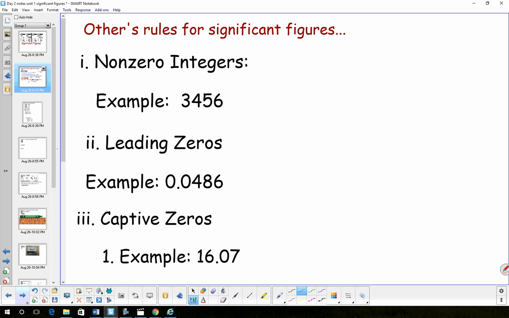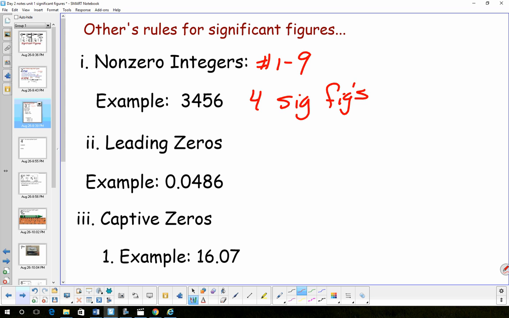All right. So these are the other rules that the other teachers came up with. So they say non-zero integers. That's my first rule. Numbers 1 through 9 are significant. So how many significant figures do I have here? 4. And you'll hear me call them sig figs a lot. Rather than have to write out significant figures every time, I just say sig figs.